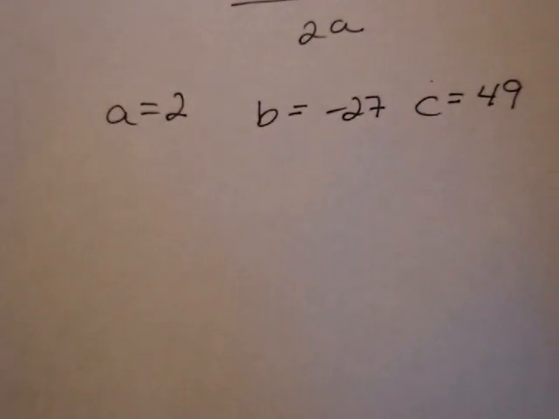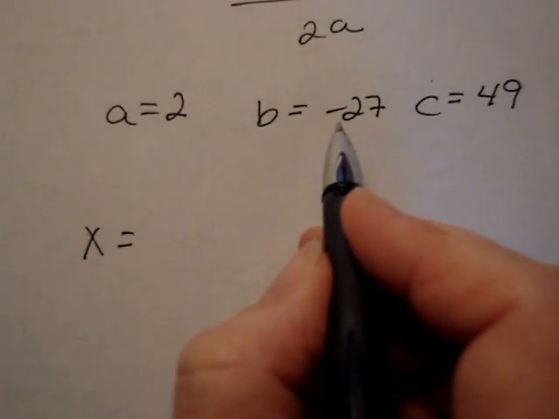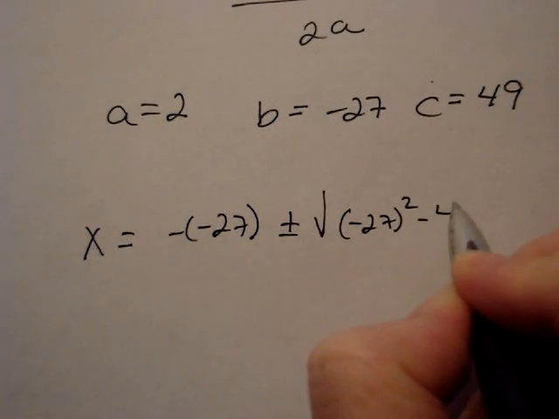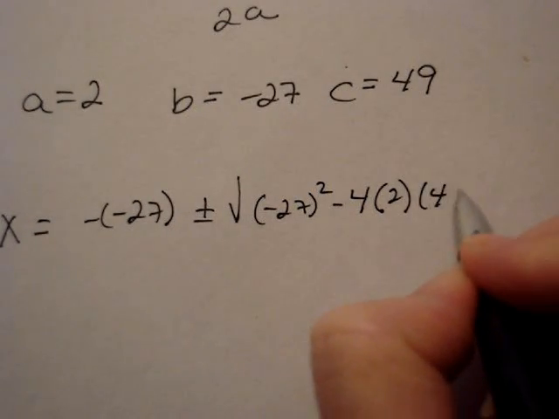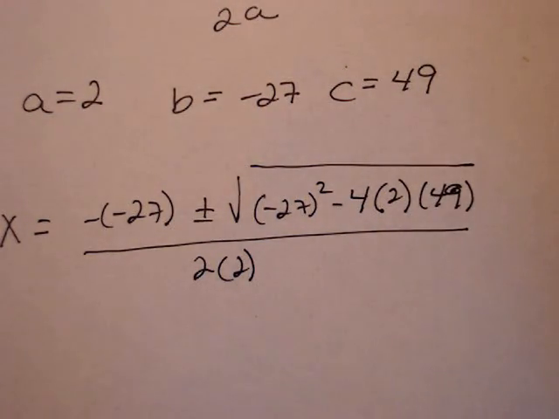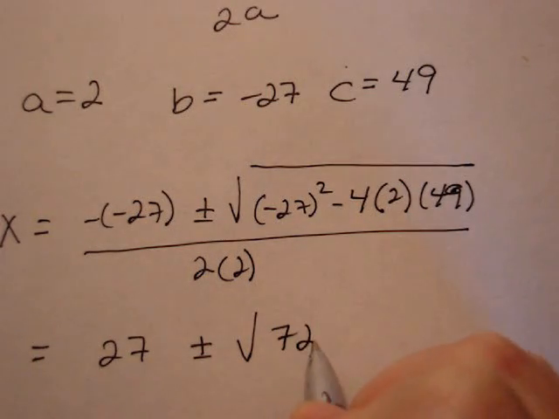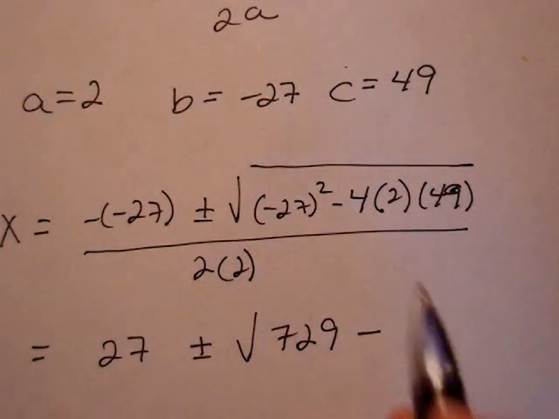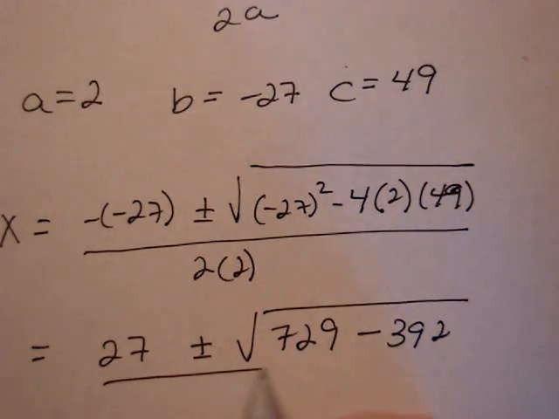And now I just plug it in. So let's see. x will equal negative 27 plus or minus the square root of negative 27 squared minus 4 times 2 times 49, all over 2 times 2. And now that's just kind of a yucky order of operations problem. So we get positive 27 plus or minus the square root of, let's see, what's 27 squared? 729, minus, that would be 8 times 49, 392, all over 4.